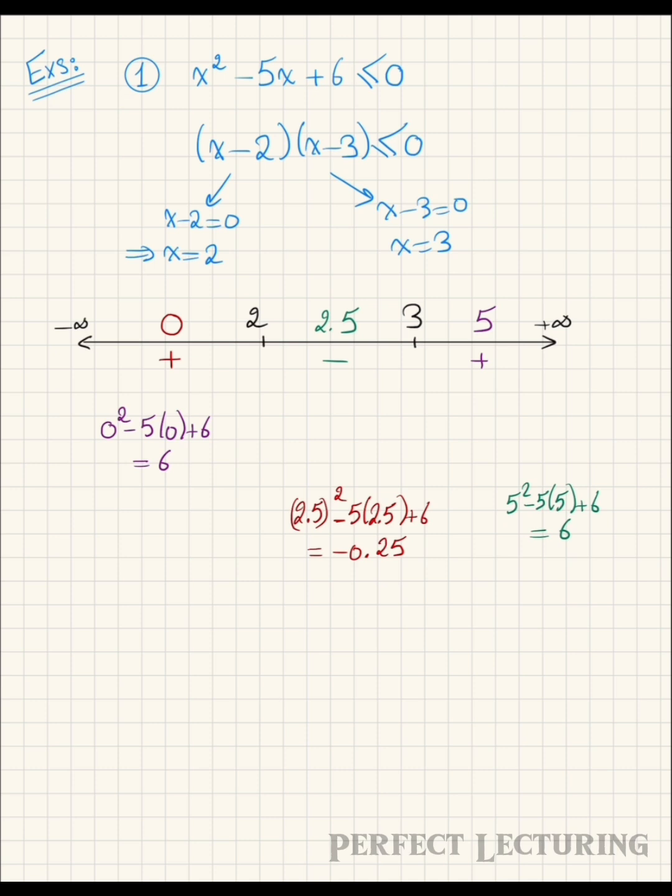Now we arrive at the final step of the recipe where we have to choose the solution interval. So the inequality is x squared minus 5x plus 6 is less or equal to 0, which means we have to choose the negative sign. Therefore, x belongs to the interval 2, 3. Why 2, 3? Because this region starts at 2 and ends at 3. And since we have an equal sign, this means both 2 and 3 are included. So we add rectangular brackets, and that's the solution interval.